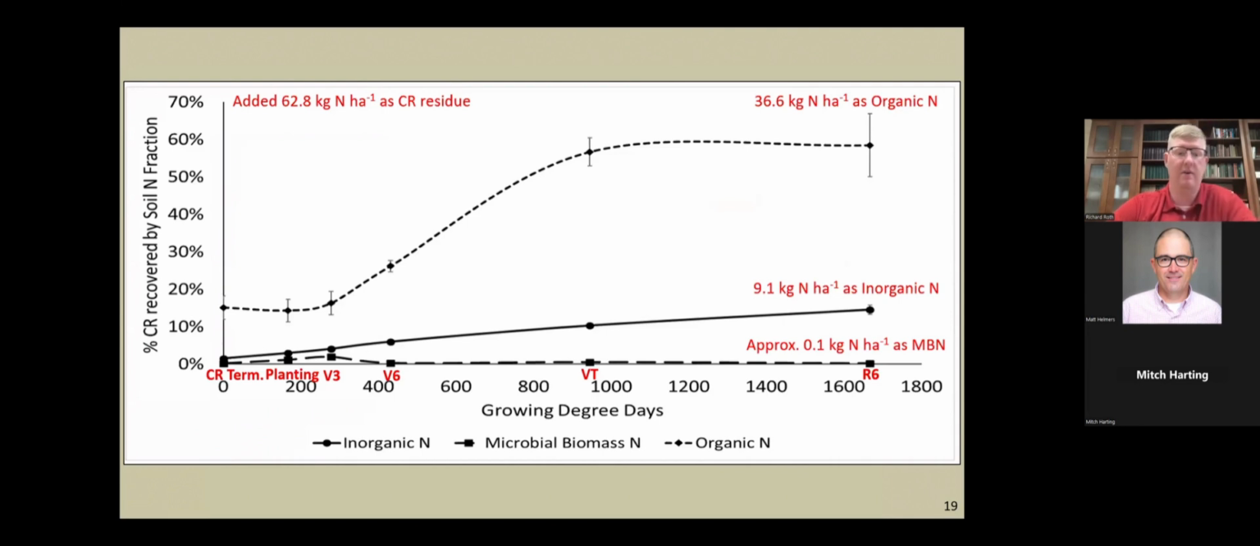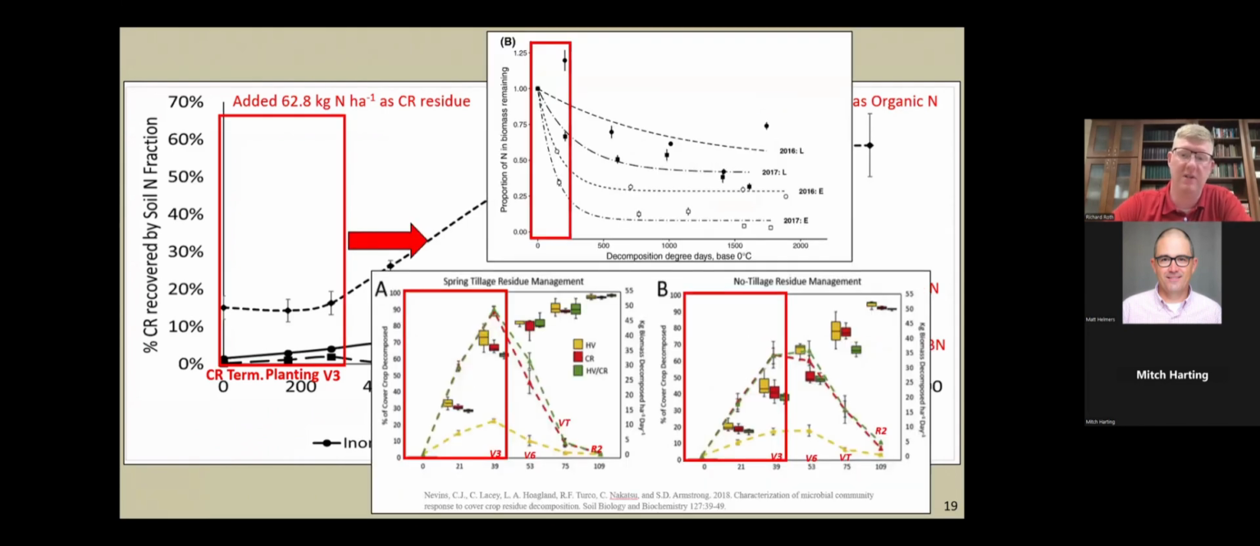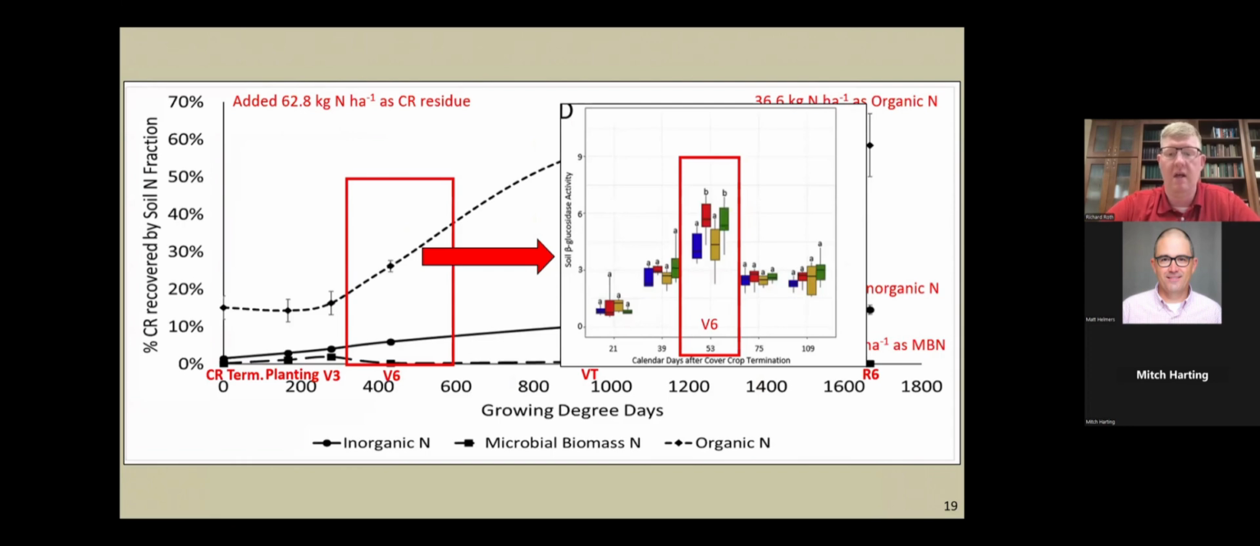To explain that really quick, up front we see a rapid bit of decomposition, right? So the microbes are working really hard to break down the residue. At that point in time, they're pulling a bunch of nitrogen out of the soil profile. And then at about the V6 stage, we see peak microbial activity. That's where they're cycling the most carbon. So you can imagine, if that's the time where they're cycling the most carbon, they're also pulling the most nitrogen out of the soil.